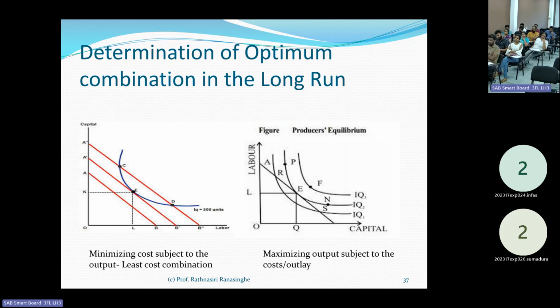The most important thing now is economic efficiency. We can explain it here. The tangent point gives us the economically efficient point. That explains the cost minimizing. Is it clear? Any question?